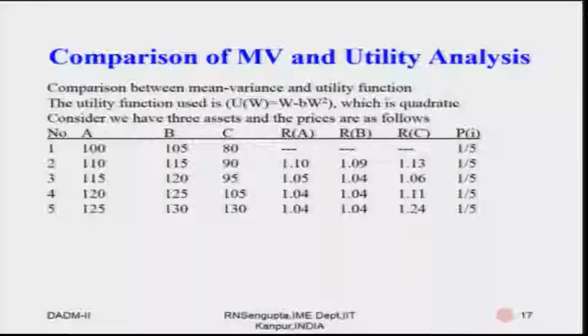So, we are trying to compare between the mean variance and the utility function. The utility function is quadratic, which is of the form AW plus BW square plus C, and here it is given as W minus B into W square, which is a quadratic function. Consider we have 3 assets and the prices are given. Assets mean financial assets, so it can be translated into any decisions, like you have 3 projects, 3 decisions, whatever it is, but I am keeping it very simple.